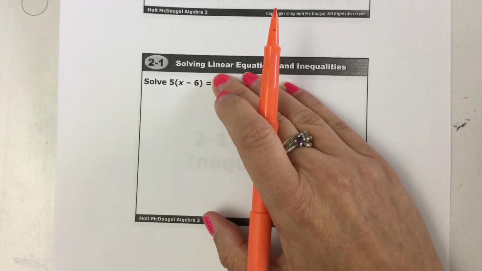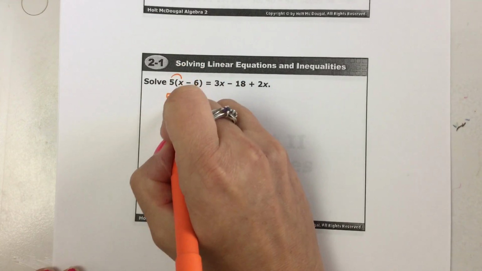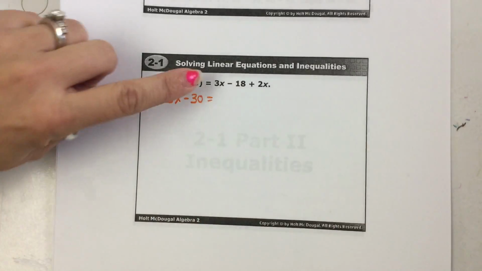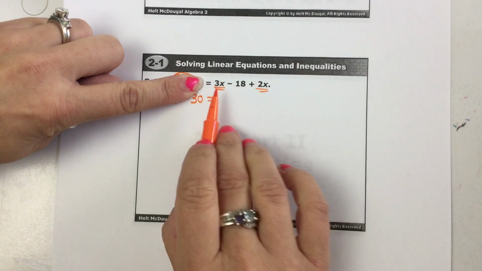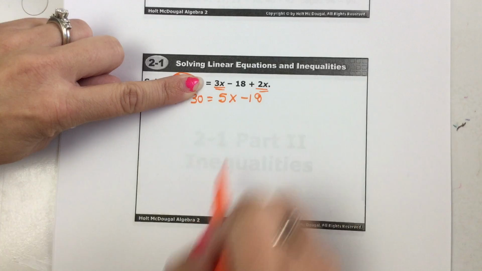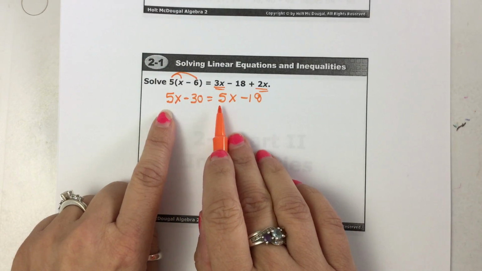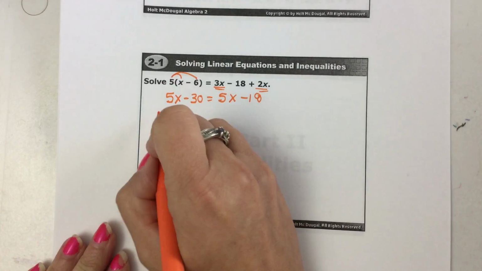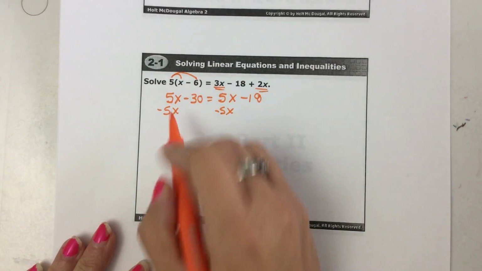Look at one side at a time. Distribute. 5 times x is 5x minus 5 times 6 is 30. Go to the other side. No parentheses, but I do have like terms. 3x plus 2x makes 5x, and I have a negative 18. You cannot have x's on both sides. These numbers are the same, so even if I'm playing weakest link, the smallest number in front of x is 5x. To cancel a 5x, you minus 5x.